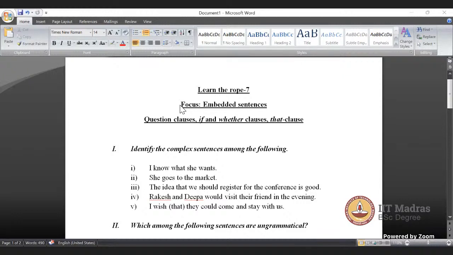Should be easier by now to understand. If you have understood the basic main point, then it should not be difficult to identify. Complex. It's a complex sentence. This one is complex, right? Because see, your object is complex here.